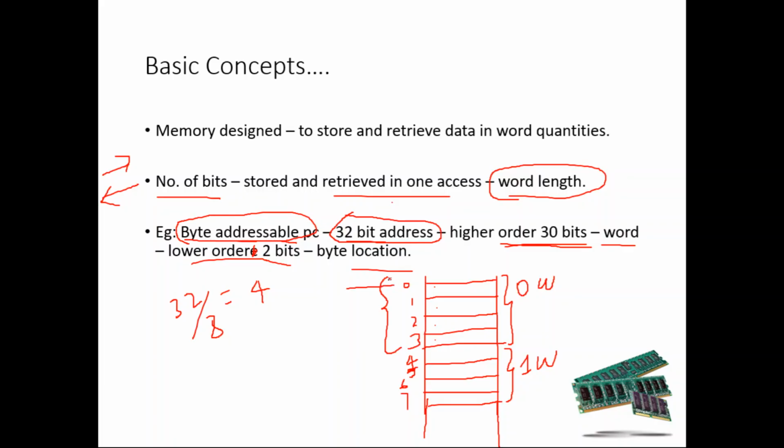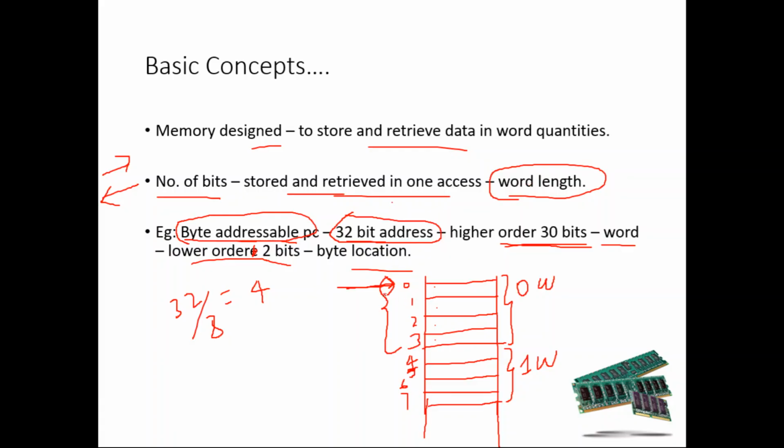Here I have given simple addresses like 0, 1, 2, 3, but it may be something different also, right? So the higher order 30 bits will refer to the starting address. But this entire thing is one word. Normally, as said before, memory is designed to store and retrieve data in word quantities. Whatever you store or retrieve will be in terms of words only. And we have discussed that the number of bits stored and retrieved in one access is nothing but the word length.